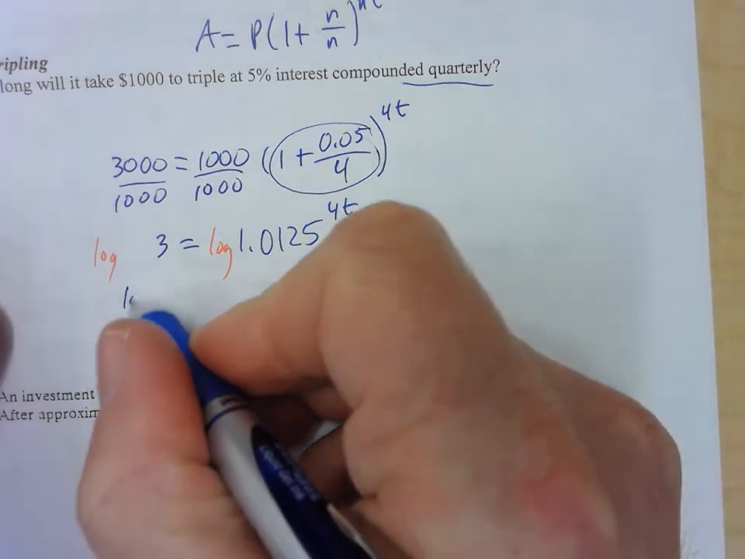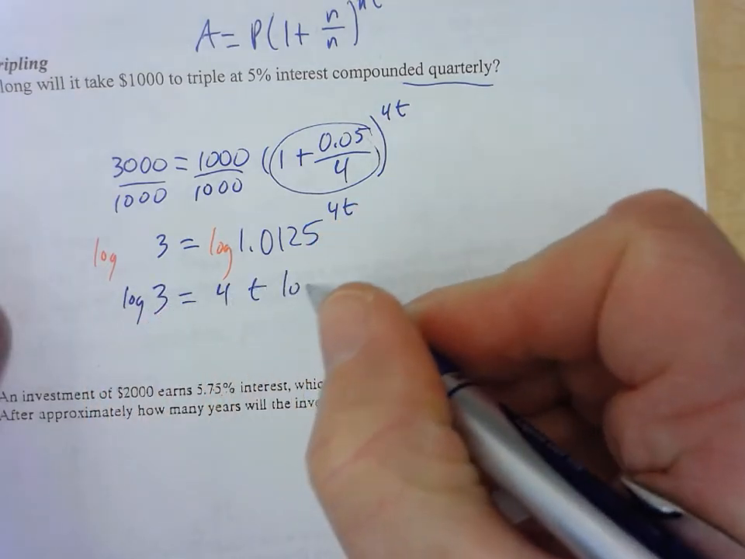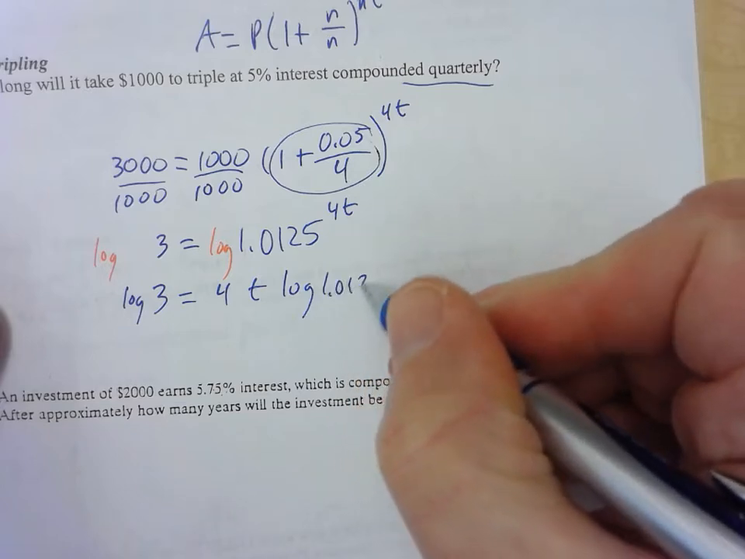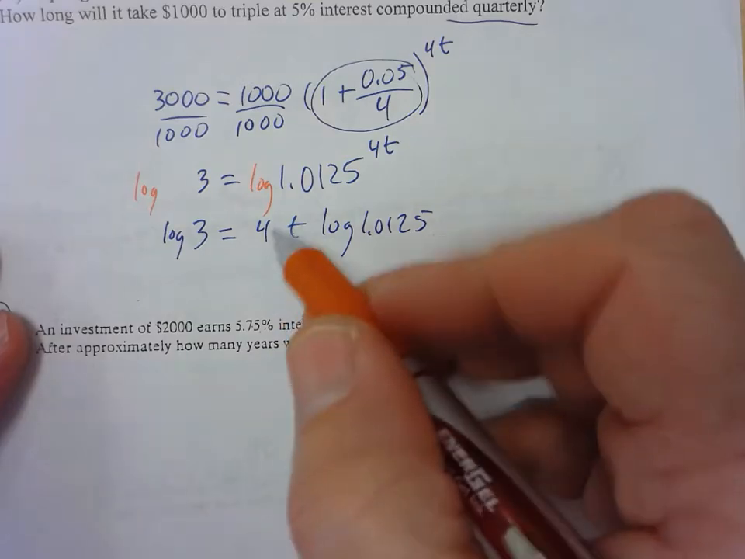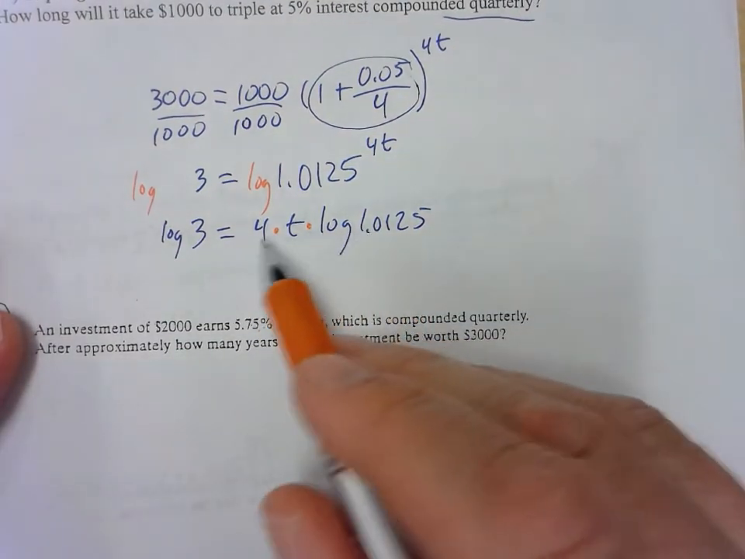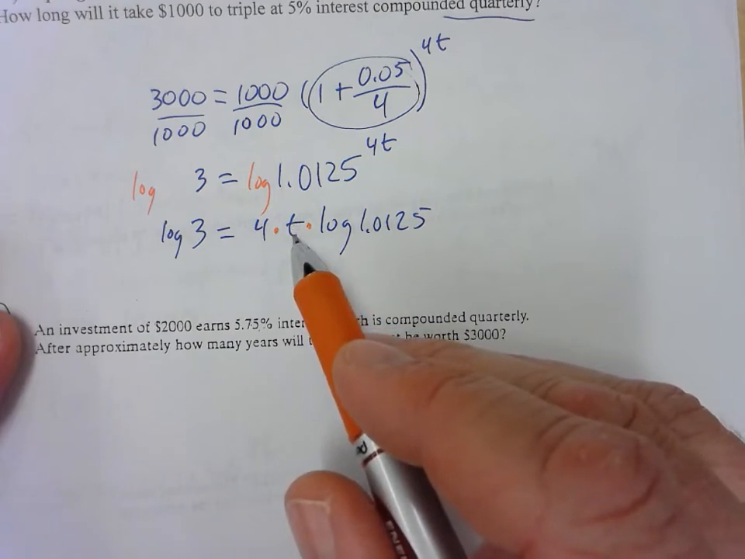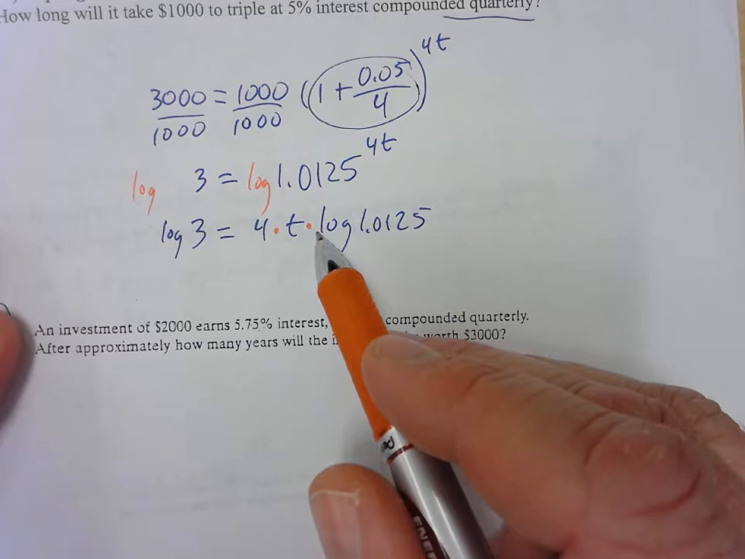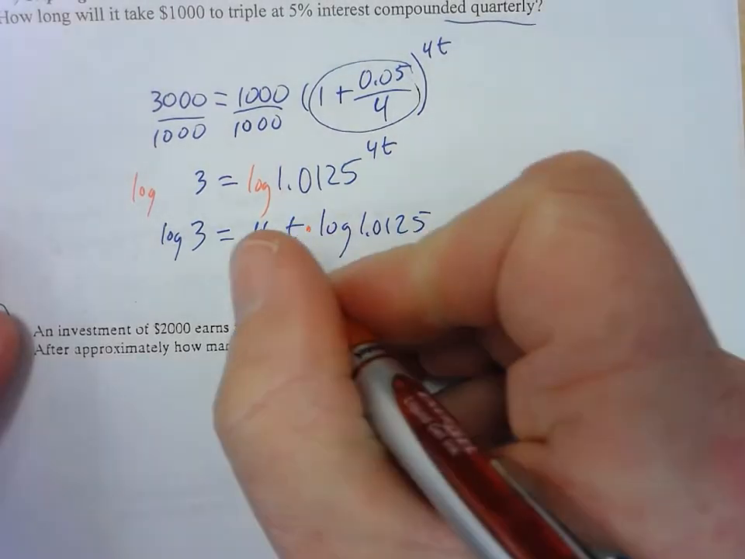And that gives me log 3 is equal to 4t log 1.0125. Keep all the decimals. I got double multiplication. So each one of these things is multiplied times t. So in order to solve for t, I have to do the opposite of multiplication twice. So I got double division.